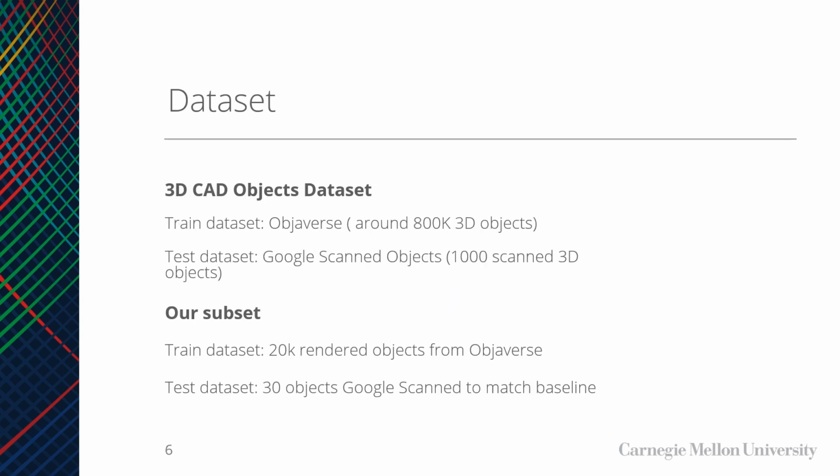We use the 3D CAD objects dataset from Objaverse, and Google Scanned Objects for the test dataset. We rendered a subset from this massive dataset, which is 20K rendered objects. And for the test dataset, to be able to match the baseline, they only use 3D objects from Google Scanned Objects.